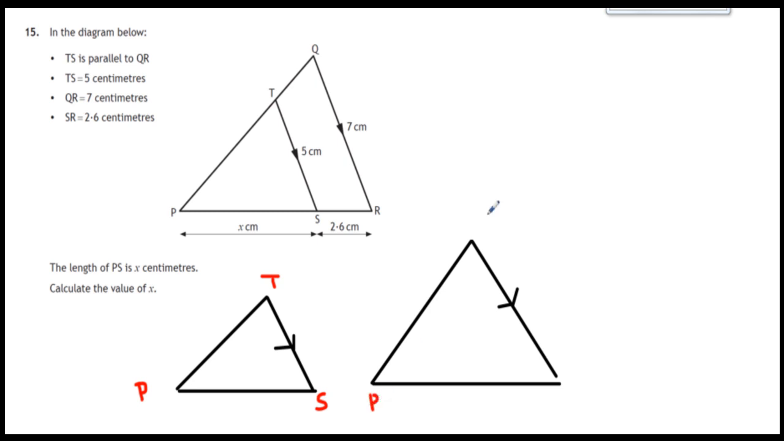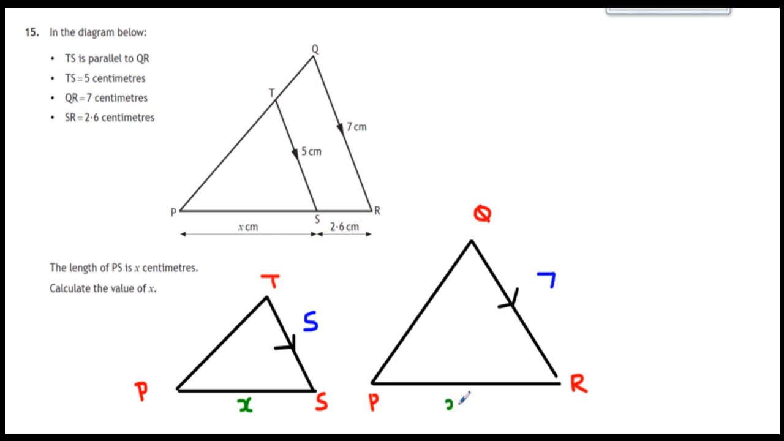Now once you've done that, fill in everything you know. So I know that this side here is 5 centimetres, and I know that this one is 7 centimetres, and I know that across there is x, and I know that across here, the distance right the way across there, is x plus 2.6.